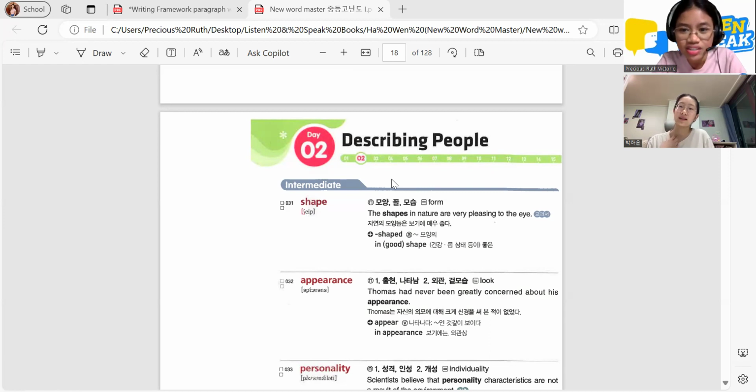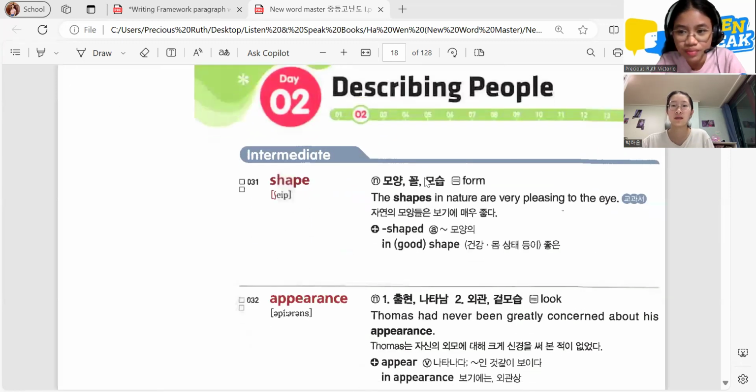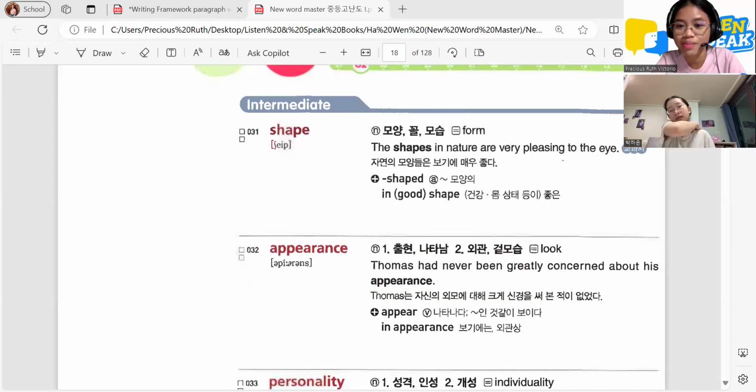Okay, so let's go here. What is the first word we have here? Shape. Yeah, very good. Can you please read the sentence there? The shapes in nature are very pleasing to the eye. When we say pleasing to the eye, it's good to see. You like seeing it.